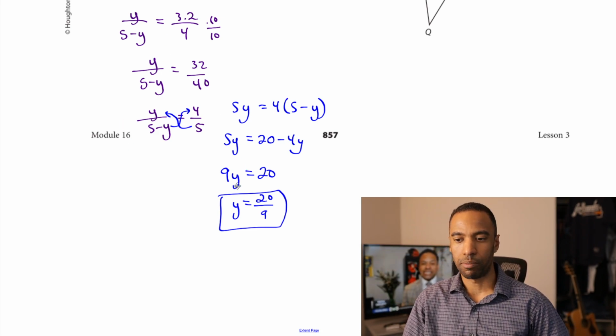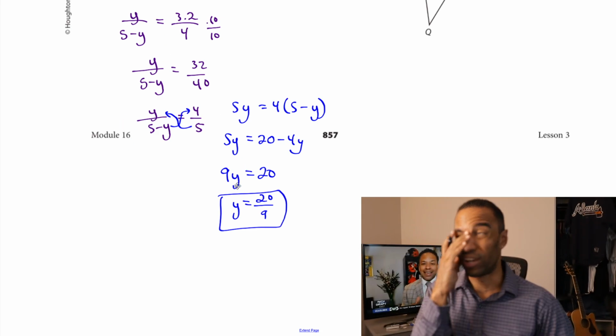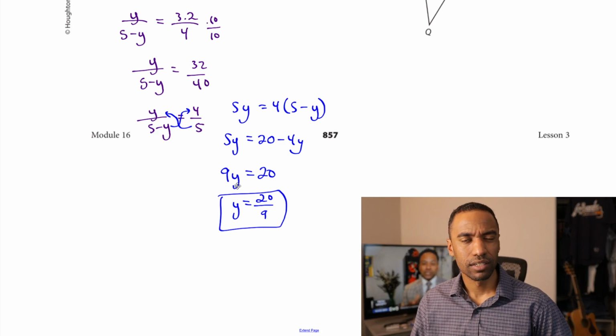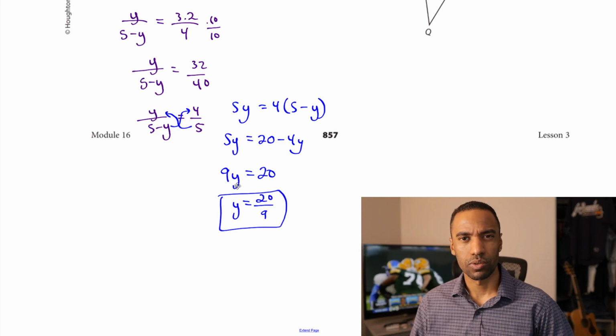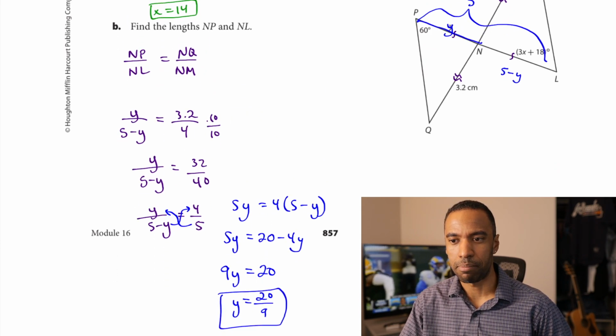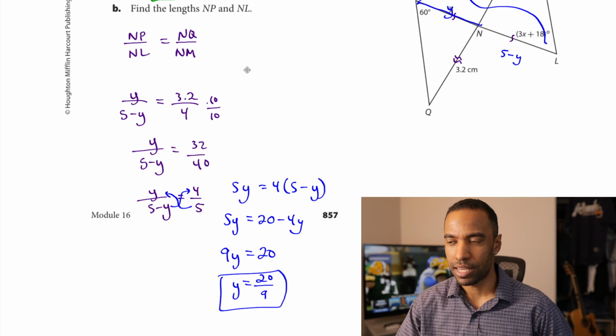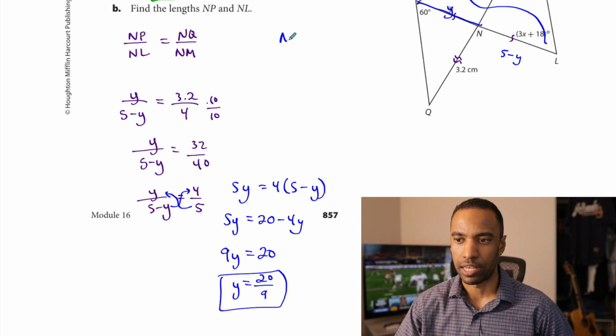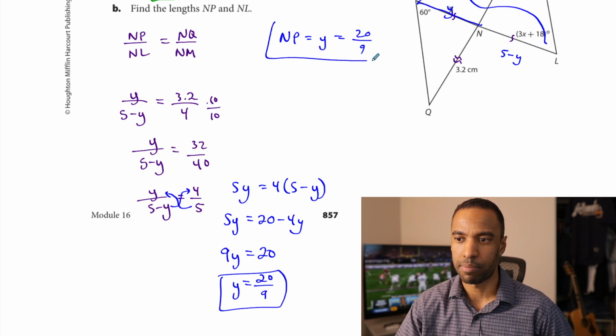A decimal would only be an approximation. 2.2 repeating, I think. I think it's 2.2 repeating. So I'm going to leave that as 20/9. So what I needed was NP and NL. So NP is the same as y. So NP is y, which is 20/9. So that's the length of NP.